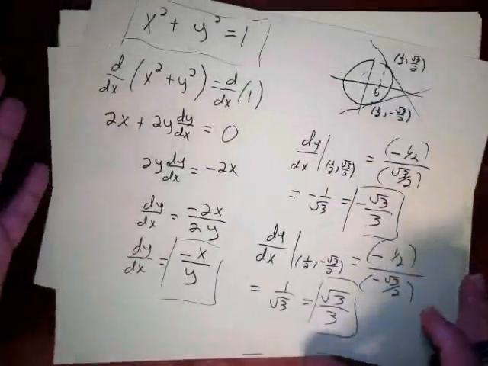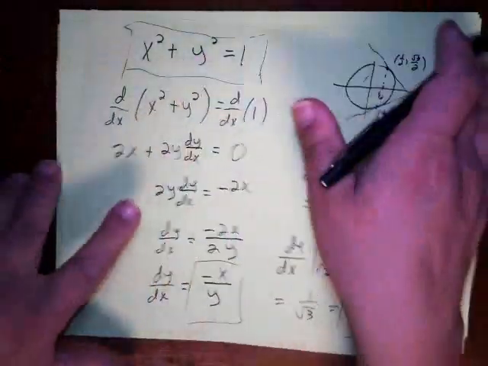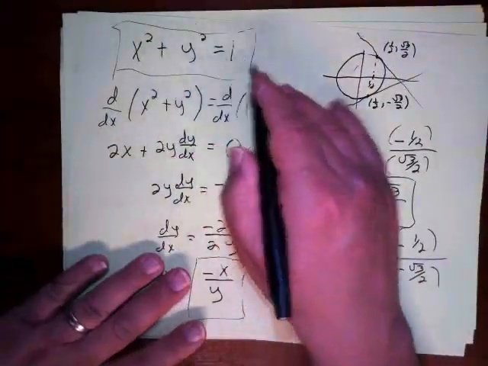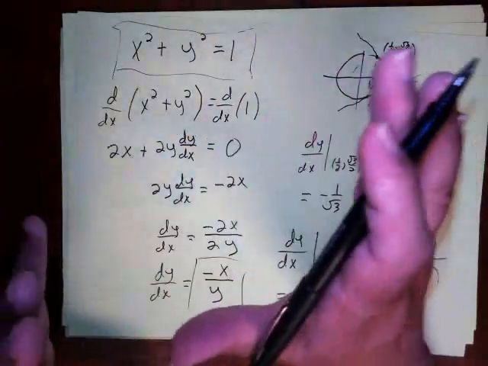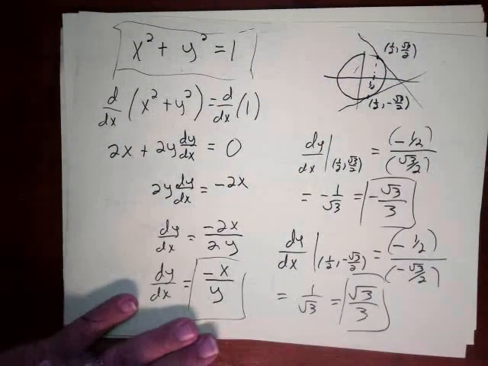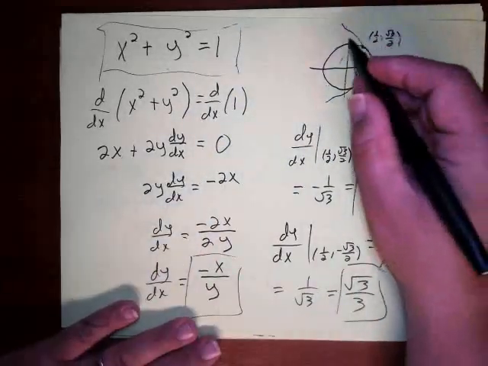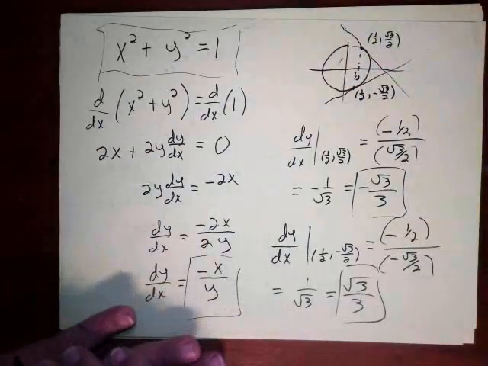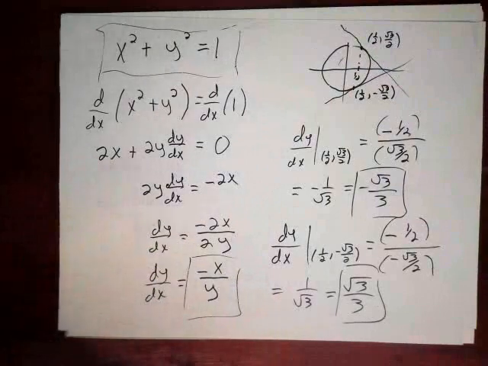So now in the next video, we're going to look at a function that we're not going to be able to easily solve for y in terms of x. We won't have that ability. It won't solve nicely like that. And so really implicit differentiation is the only way that we can find the slope of the tangent line in that case.